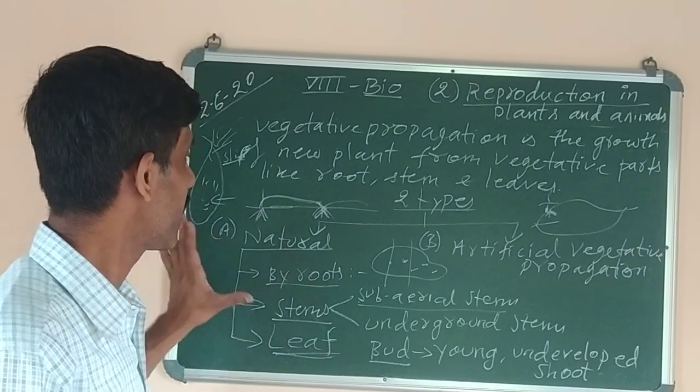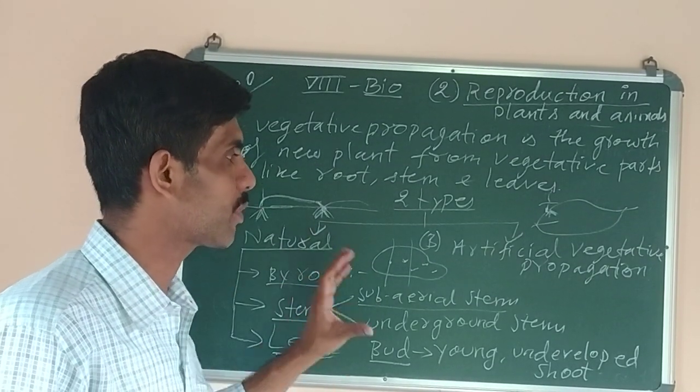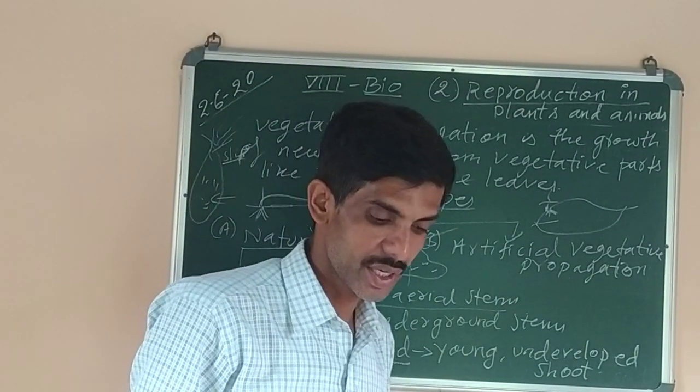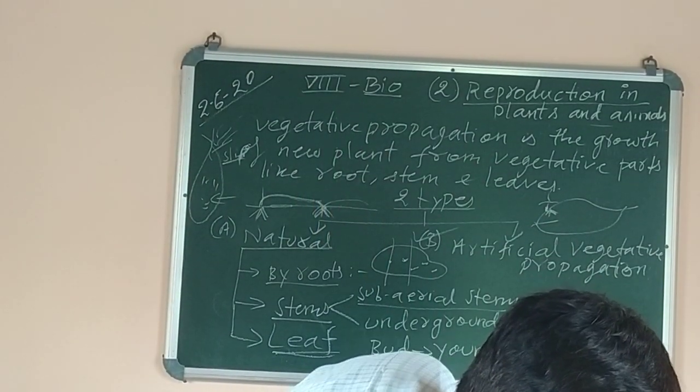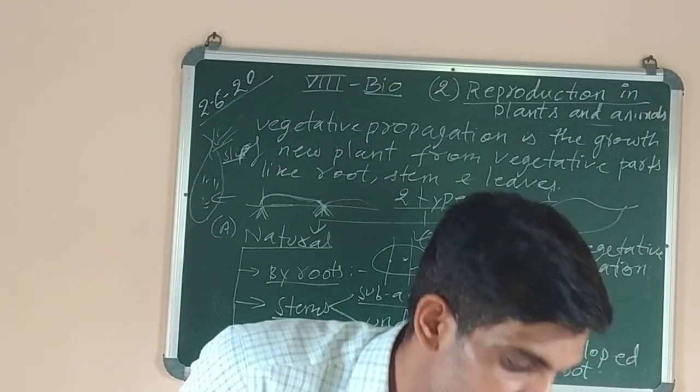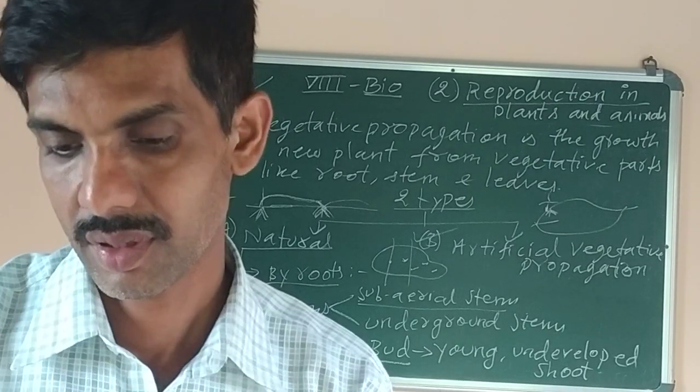Okay, so today only up to natural vegetative propagation. In the next class, we will study about artificial vegetative propagation in plants. Okay, example of corms, gladiolus, I already said, I think, no? Okay.